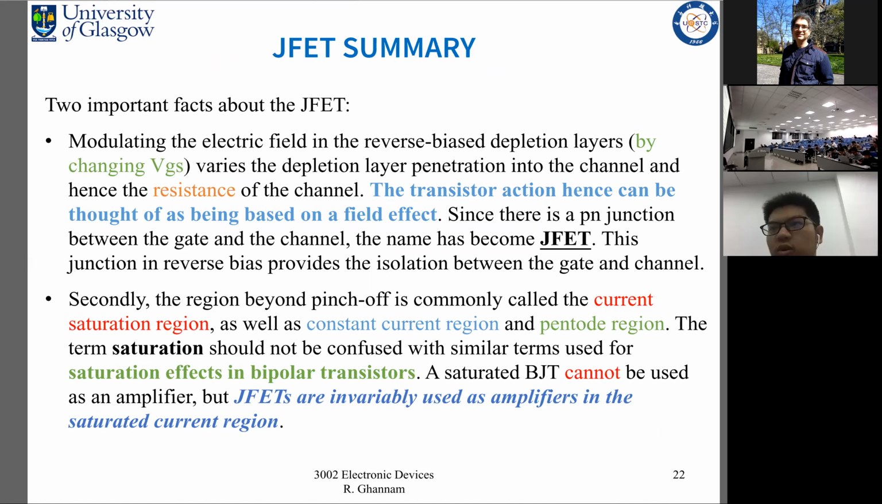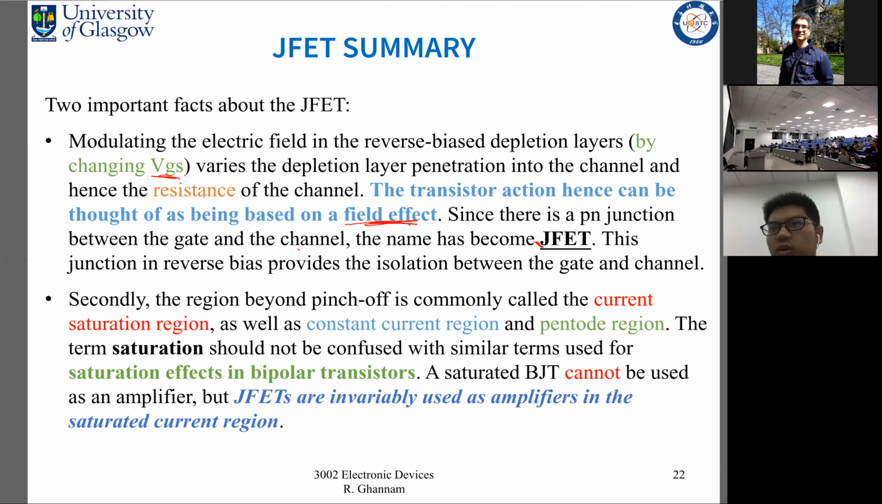There are two important facts to note about JFETs. The first is that modulating the electric field in the reverse biased depletion layer by change of VGS varies the depletion layer penetration into the channel, and it also varies the resistance in the channel. So the transistor action in this case can be thought of as being a field effect. Since there is a p-n junction between the gate and the channel, this is why we have the name JFET.